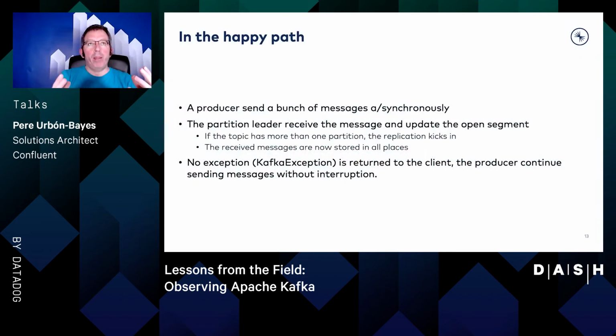In the happy path, in the best case scenario, a producer sends a bunch of messages synchronously or asynchronously to the broker. The partition leader will receive this message and update the open segment. If the topic has more than one partition, then the replication will start. The received messages are now committed, safe and stored in all places. And then no exception is going to be returned back to the client, and the producer can continue sending messages. But that's the happy path.